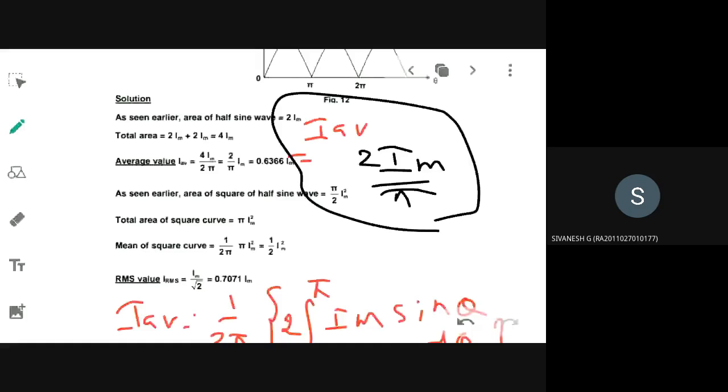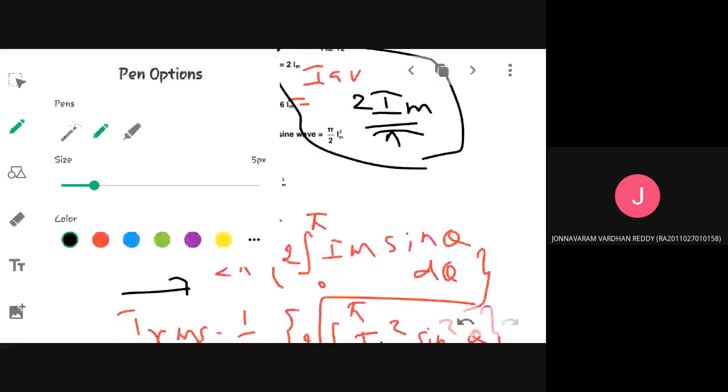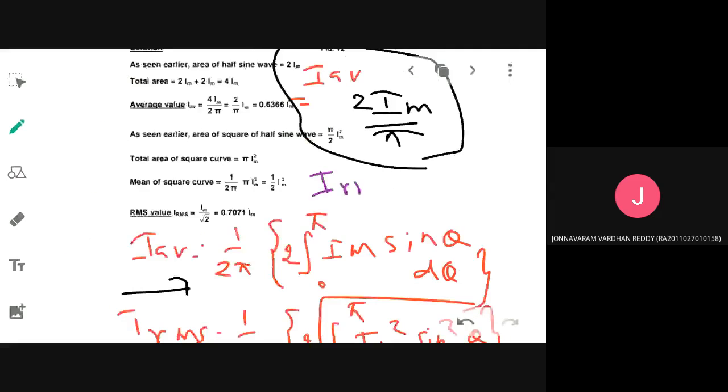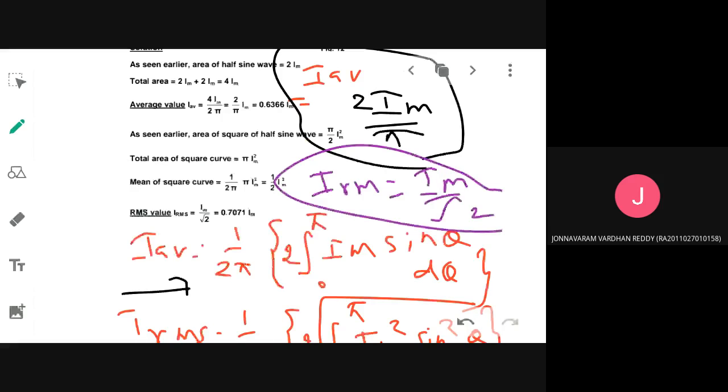So shall we proceed for form factor and peak factor? Yes, RMS is IM divided by square root of 2. So using this, determine what is form factor and peak factor and tell me. I think the same values that you got for the first waveform, 1.11 and 1.414, you will get.